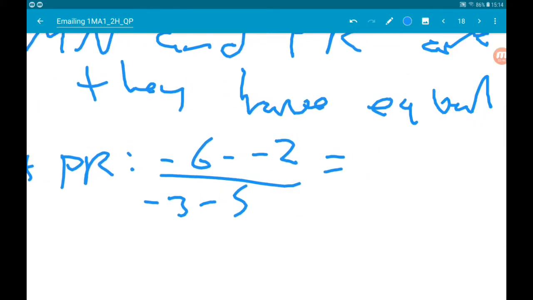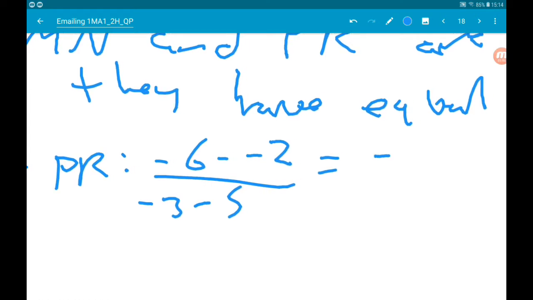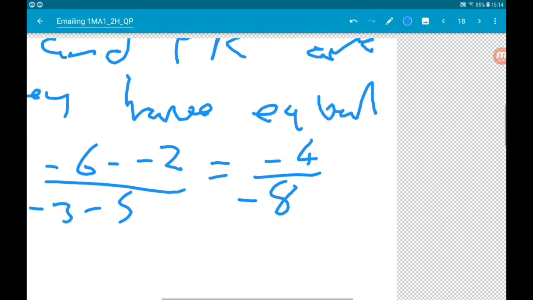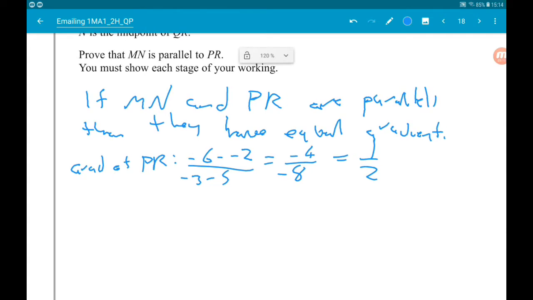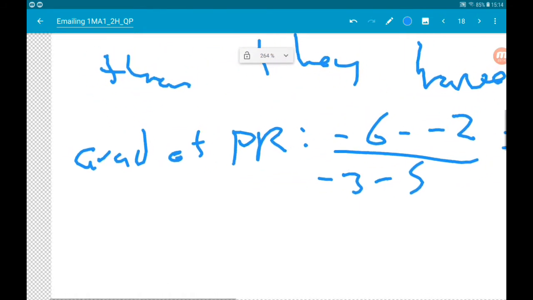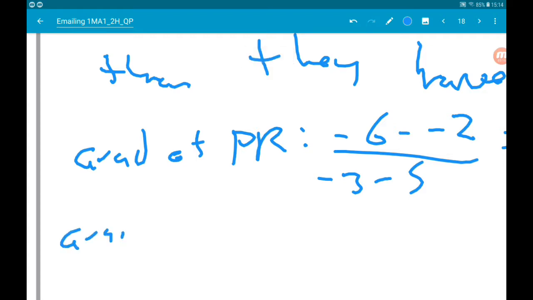Now, -6 minus -2 is -6. Add 2, which is -4. And -3 minus -5 is -8. Now that gives us positive 1/2. So, the gradient of PR is 1/2.